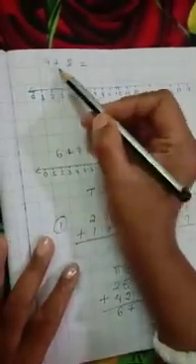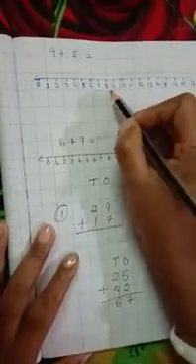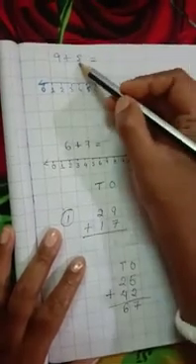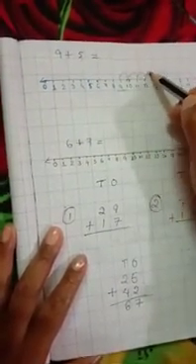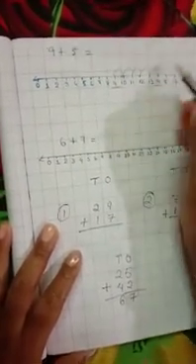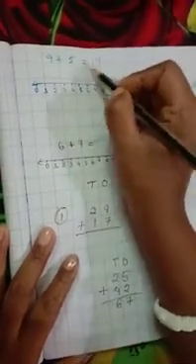Now here in the copy, let me show you some examples. First is 9 plus 5. First of all, we will find the number 9 on the number line. Here it is, 9. We have to count 5. 1, 2, 3, 4, 5. So we get the answer 14. So 9 plus 5 is 14. We will write down 14.